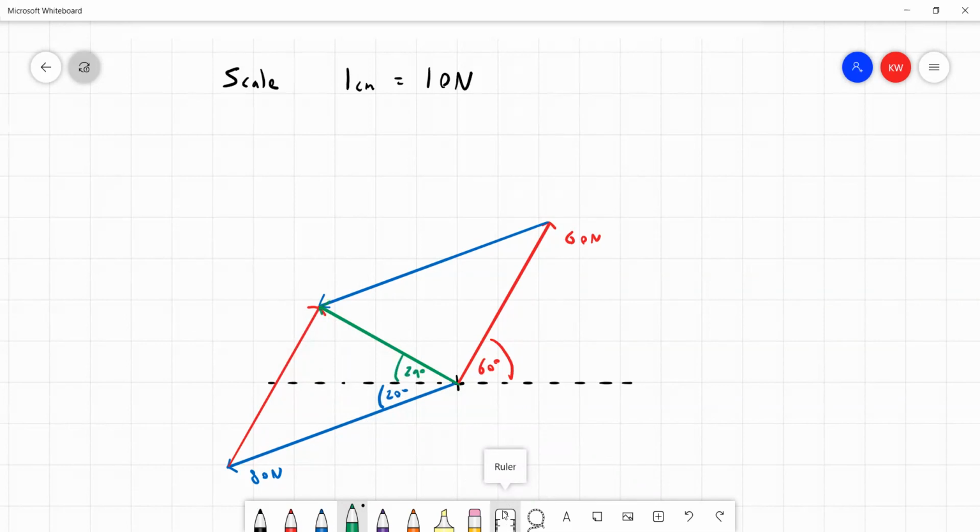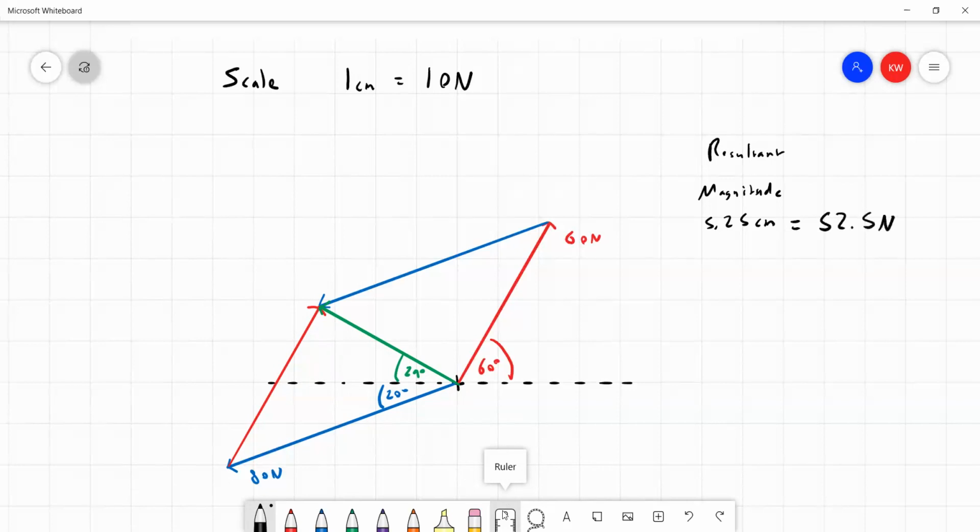So the resultant, our magnitude is 5.25 centimeters. So we know that every 1 centimeter is 10 newtons. So that is the same as 52.5 newtons.